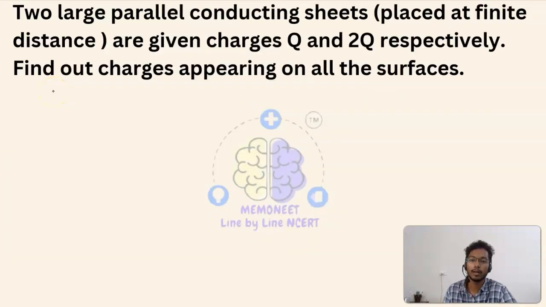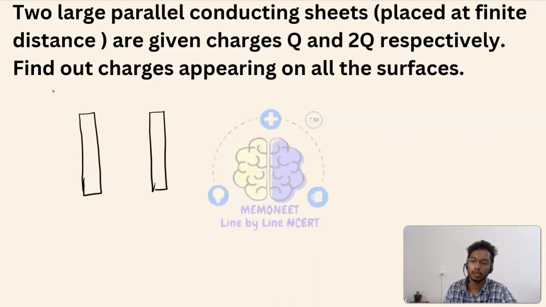Two large parallel conducting sheets placed at finite distance are given charge q and 2q respectively. Find out the charges appearing on all the surfaces. We take a surface, this one is a conducting plate and this is a conducting sheet, okay. So this is q and this is 2q. So we take this point as P.